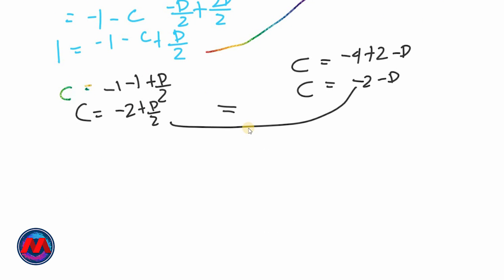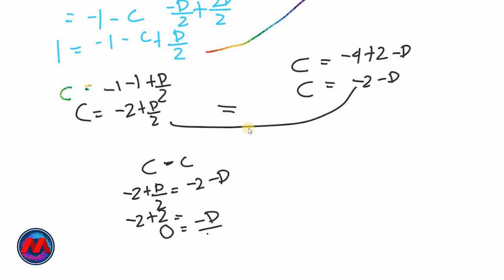Bale, C is equals to C, joke lang. So, negative 2 plus D over 2 is equals to negative 2 minus D. So, let's combine like terms. Yung matitira, negative 2 to the other side. Negative 2 plus 2 is equal to, negative 2 plus 2, ilan ba? 0. Galing. Tantananan. And the value of that's negative D over 2 minus D, or that's the same as 2D over 2.